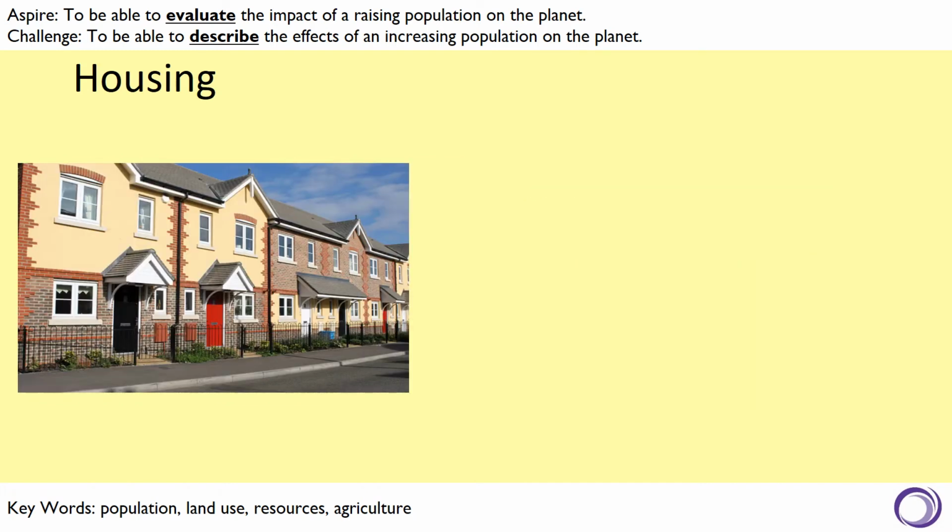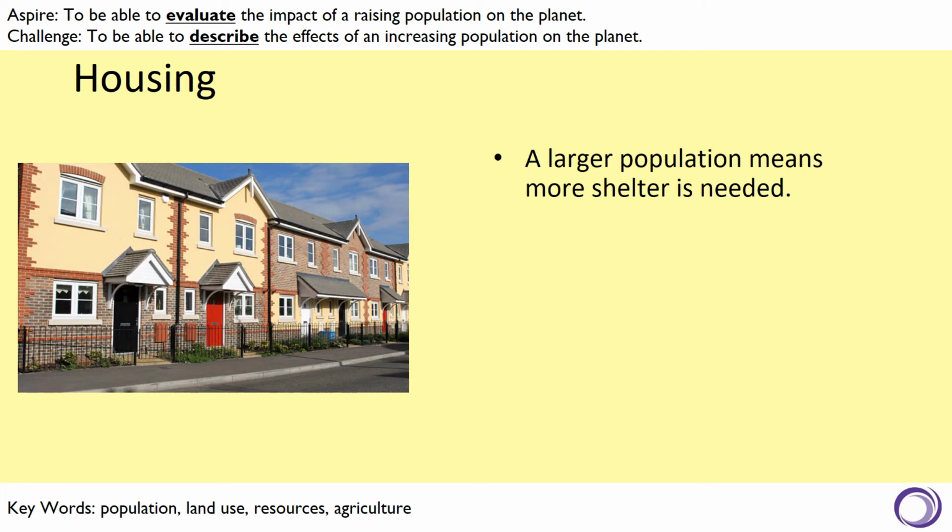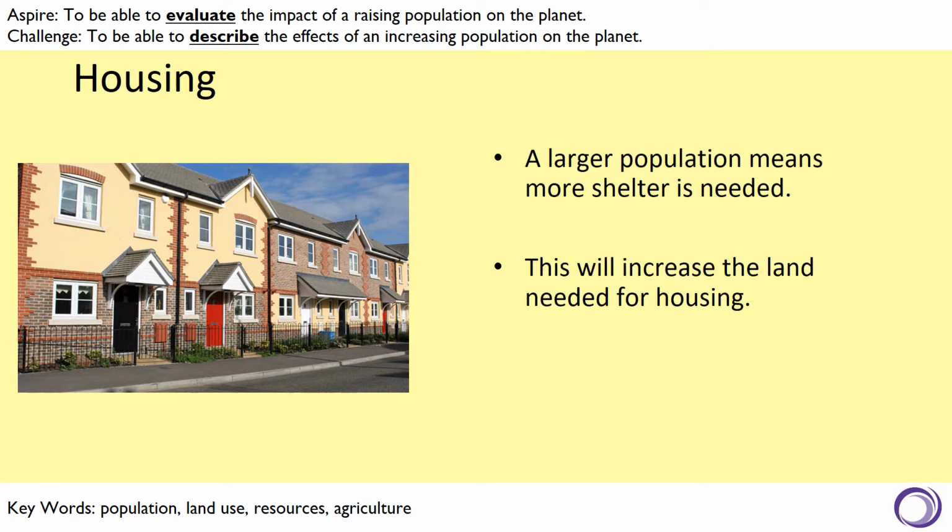Now, the second image indicated housing. As the population increases, that means that we will need more housing because more people will need more shelter. Again, that will increase the amount of land we need for housing, and you might even notice around where you live, there are large housing developments being built to support people in accessing housing, to increase the number of properties in the UK in particular, due to the rising population.